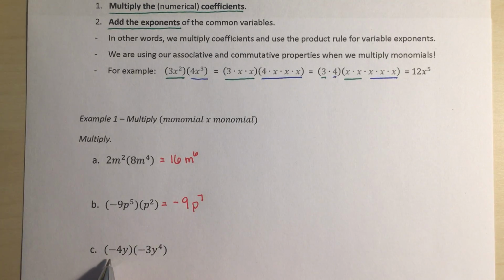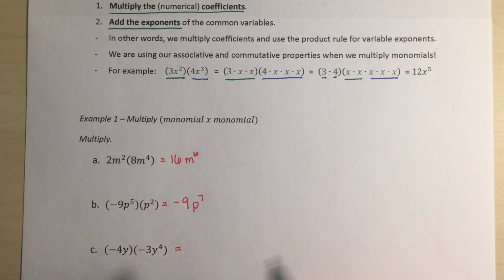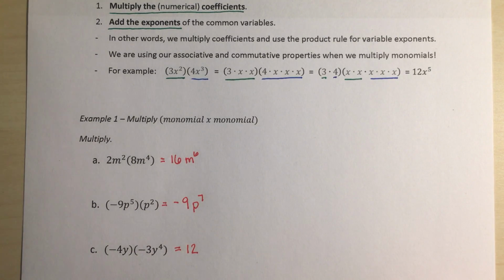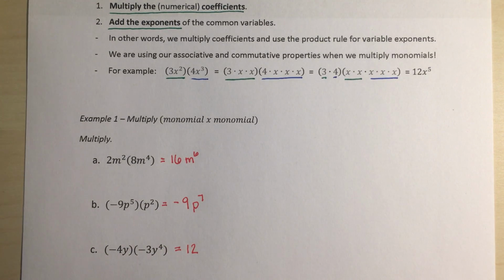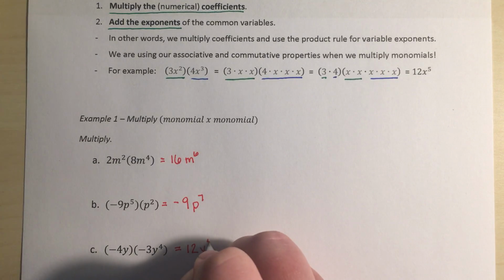For c, negative 4 times negative 3. Right, negative 4 times negative 3 is going to give us positive 12. Then we're going to add our exponents. We have an invisible 1 on this y. Again, if you want to write it in there to help, you can. Right, so 1 plus 4 is going to give us y to the 5th.